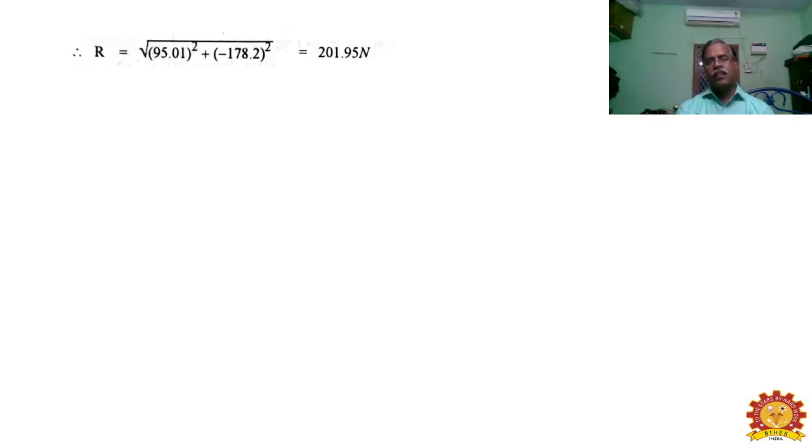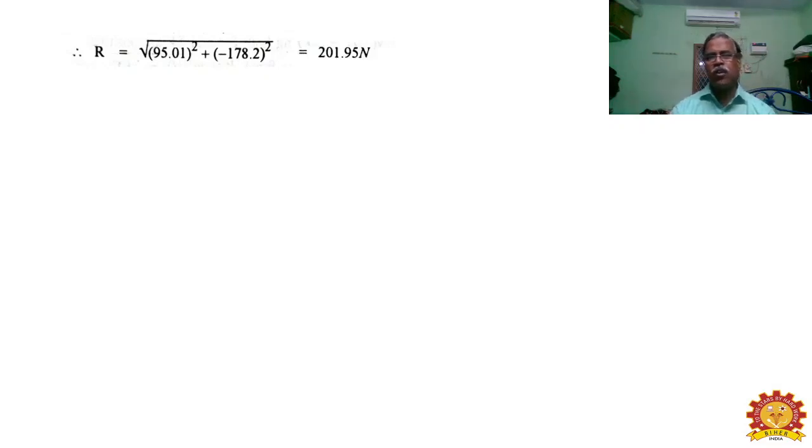So now the resultant force is 201.95 Newton. I hope, students, it is easy for you to understand now. Till now you don't have any doubts because it is a direct substitution and very simple. Since you are a beginner, you are going to learn very slowly, right? And then I hope you can understand easily.